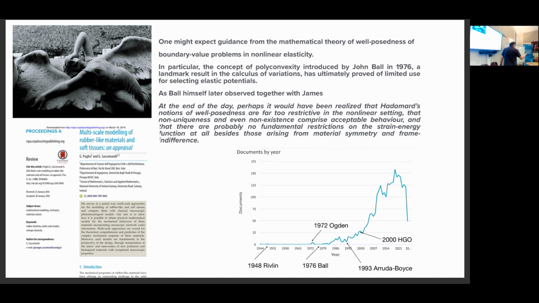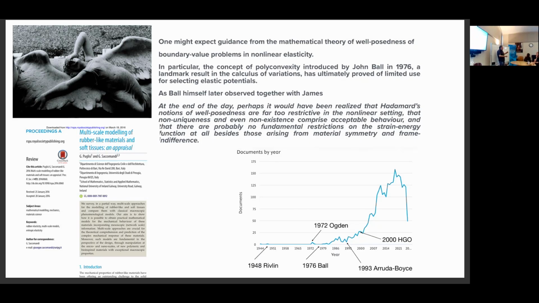And in the same period, I read the obituary of Clifford Truesdell by Ball, who says that Ball resolved the problem of the well-posedness of boundary problems in nonlinear elasticity with his polyconvexity, but that at the end of the day perhaps he would have realized that Hadamard's notion of well-posedness is too restrictive in the nonlinear setting. In mathematics, Hadamard's notion means that when you have a boundary problem, you must have existence, uniqueness, and continuity with respect to the parameters, stability. For example, non-uniqueness is clearly not unreal.